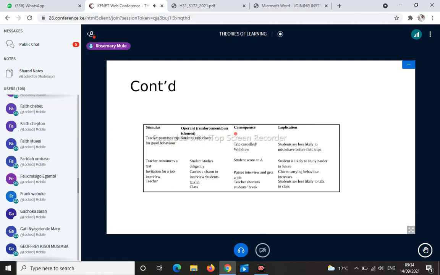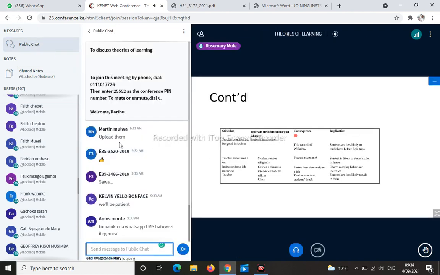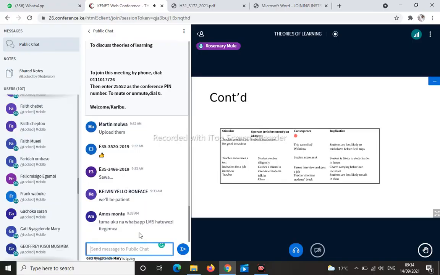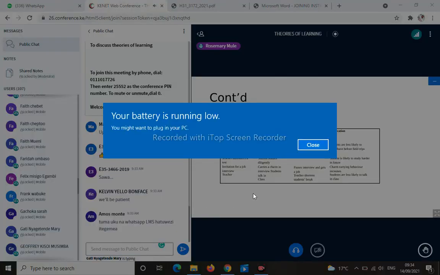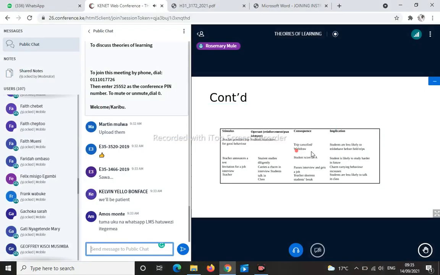Remember we are saying if the bar did not produce food pellets, then the rat would avoid stepping on the bar because it is not producing a consequence which is favorable. So here we are saying the trip is cancelled or withdrawn. So the implications here are that students are less likely to misbehave before the trip is undertaken.